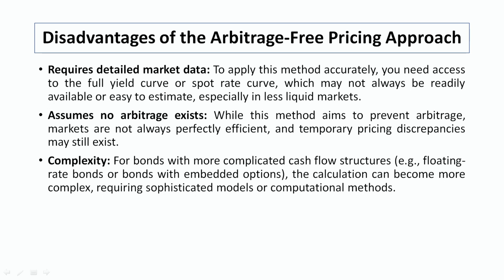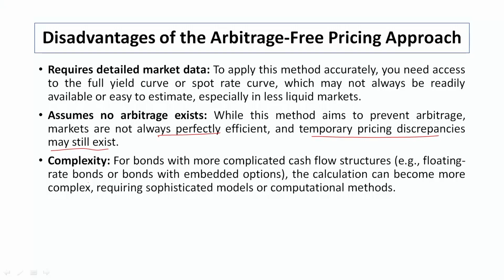It assumes no arbitrage exists, which is a major assumption of this method. While this method aims to prevent arbitrage, markets are not always perfectly efficient. Temporary pricing discrepancies may still exist. So, they say that there is no arbitrage in the market, and because of no arbitrage there is no discrepancy, or vice versa, because of no discrepancy no arbitrage is possible, but in reality discrepancies exist, and because of that the prices may fluctuate.